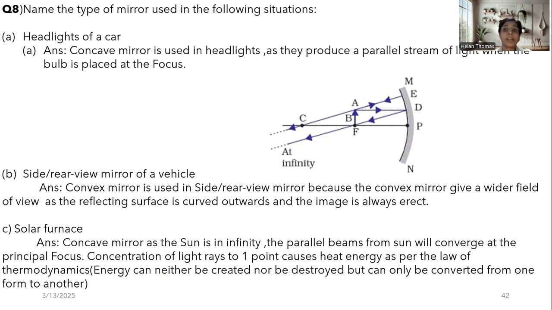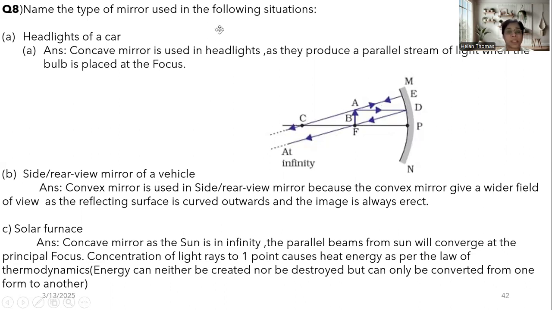So for you to drive, you want to see the road clearly. So you want a very parallel stream of light. In that case, we'll be using a concave mirror with the bulb placed at the focus, so that when the bulb is placed at the focus, the concave mirror will give you a parallel stream of light.